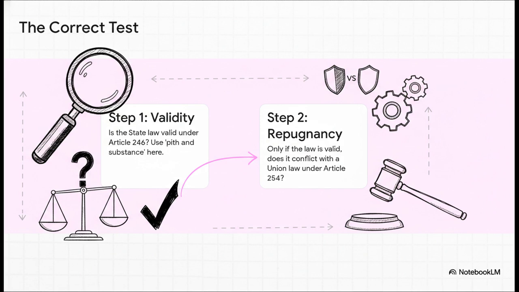It's like a security check. Pith and substance is just checking your ID at the door to see if you're allowed in. Article 254 is checking if you're bringing something inside that breaks the rules. Tripathi argues the Hoist Court just smushed these two separate checks together and created a totally flawed legal test.